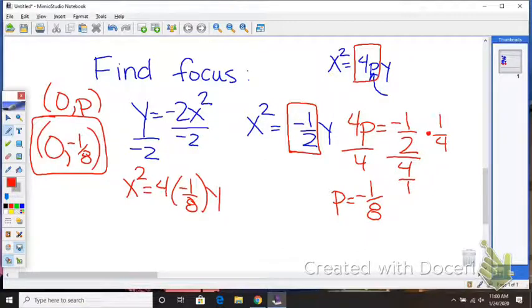Wait, so is the answer the 0? Yep, because you're just finding the focus. So 0, p.